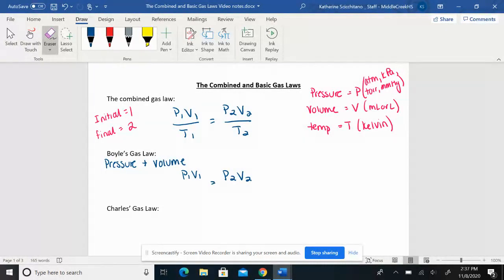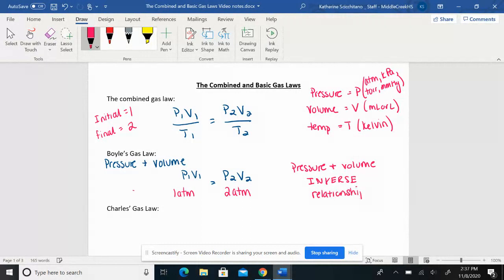And so when we're looking at this equation, we have to be able to solve it, but we also need to know the relationship between pressure and volume. If we have a pressure of 1 atm, and we say that we're changing it to 2 atm, so we're increasing our pressure, in order to keep this equation mathematically equal, we are going to have to lower our volume from volume 1 to volume 2. So what this tells us is that pressure and volume have an inverse relationship. Okay, pressure and volume have an inverse relationship.